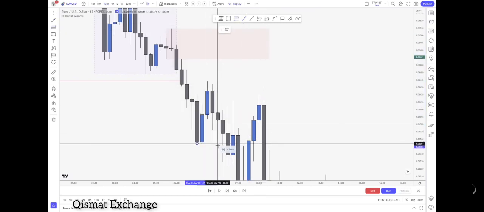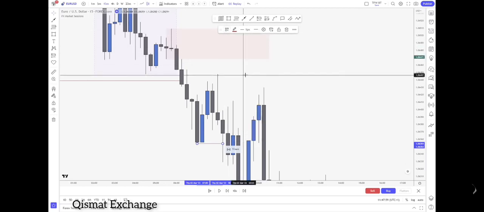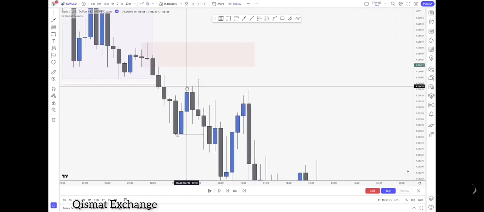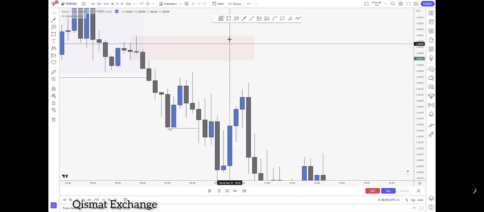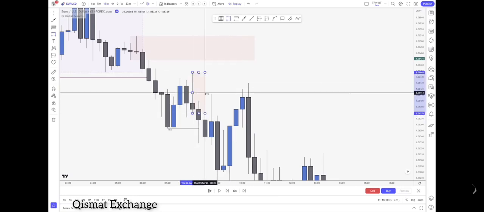What does it go on and do later? It causes a break of structure. What caused the break of structure? We'll have a look here. You have a little detail. You have the bullish candle, bearish, then this candle throws a huge wick above and closes. So again, what you can do in this case is you can take the wick like that.